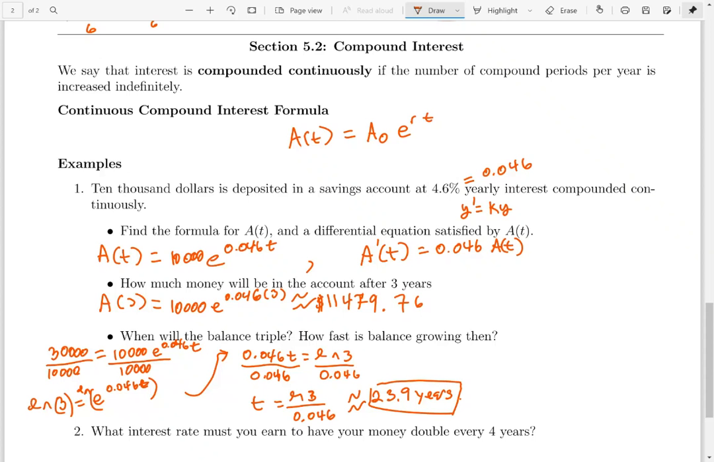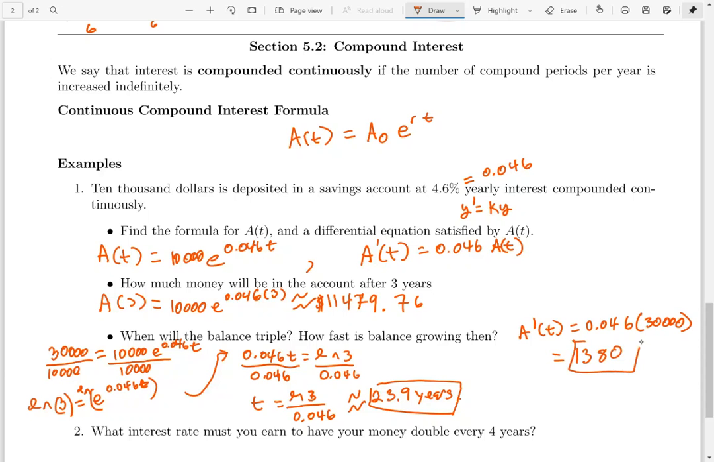Now, a different approach. I'm going to consider the differential equation, because the rate of change, how fast the balance is growing, is y prime, or A prime here. Specifically, I know that A prime of t is equal to 0.046 times the amount, and I know the amount is 30,000. So the rate at this specific time is 1,380.